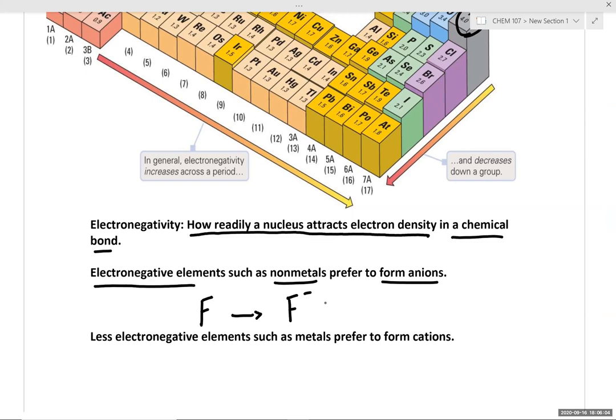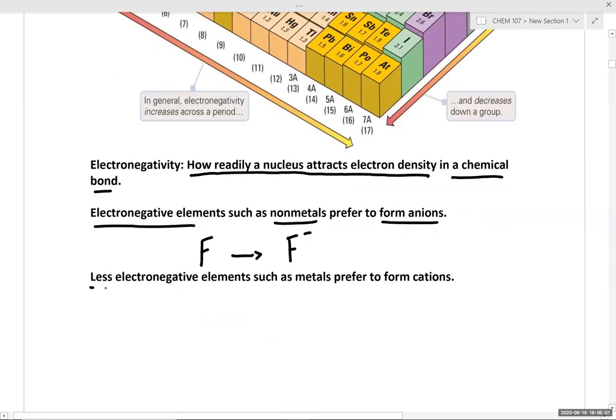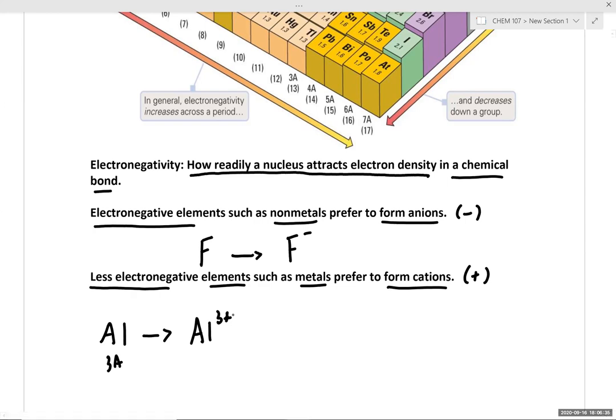It's very electronegative. Less electronegative elements, such as metals, prefer to form cations. Less electronegative elements would rather lose their electrons. They don't hold on to their electrons very strongly. That's why something like aluminum, for example, would much rather form a cation, such as aluminum 3+. So as we see, electronegativity can be thought of as a measure of how readily your atom pulls electron density towards itself and how readily your atom holds on to electron density.